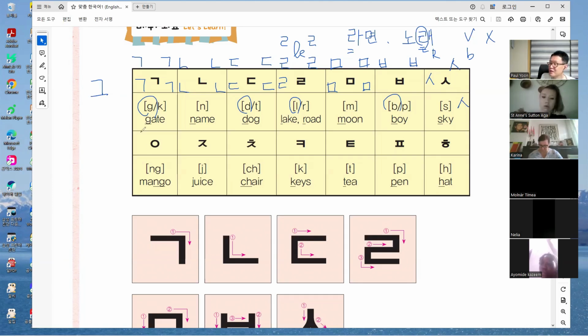Next, we already know this one. Ing, yeah, ing. This consonant, when located at the first of a letter, has no sound, only to express a vowel sound. Vowel. That's why no sound. But when this consonant is located at the end of a letter, at that time, it is the sound ng.